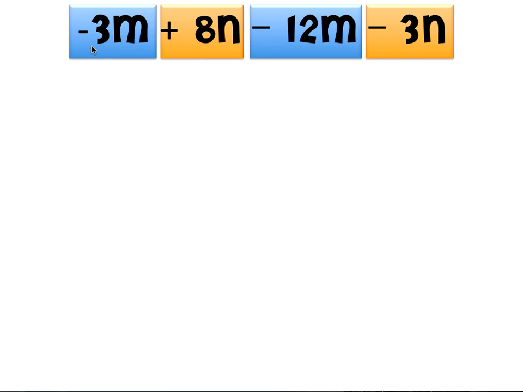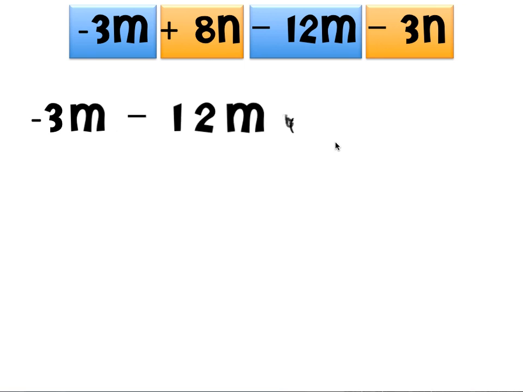So if you look at the terms in relation to the number and the sign in front of it, you'll notice that this 3m is a negative 3m. And this term here that was a minus 12m, if you look at it together with the sign, just the sign that's in front, you can easily tell that it's a negative 12m. Same thing with the 8n, it's a positive 8n, and our 3n is a negative 3n.